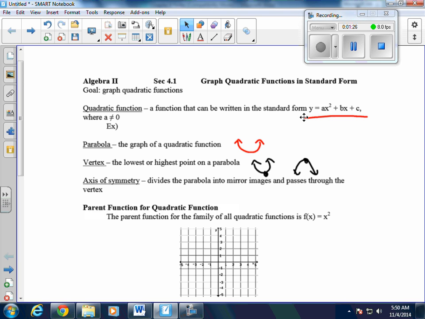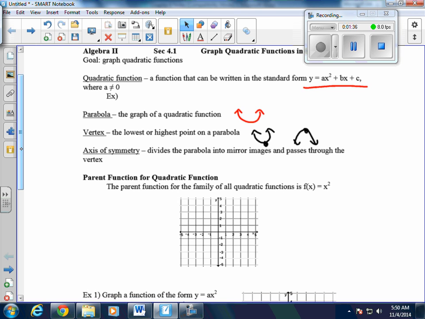We're also going to talk about something called the axis of symmetry, and that's a line that divides the parabola into mirror images and passes through the vertex. So each side of the vertex is going to be identical to the other. It's going to look very similar to the absolute value functions we graphed, except this is going to be a curve rather than two straight lines on each side.